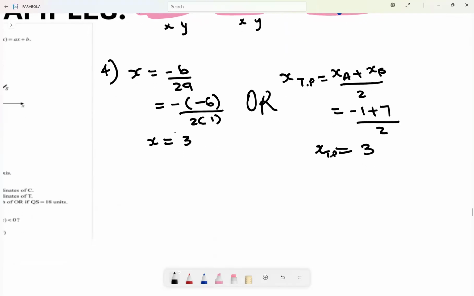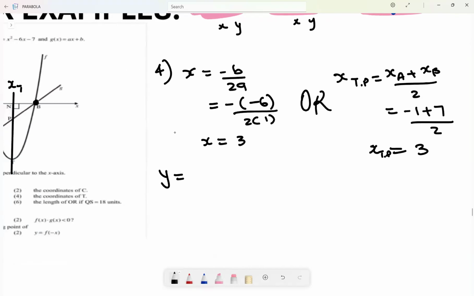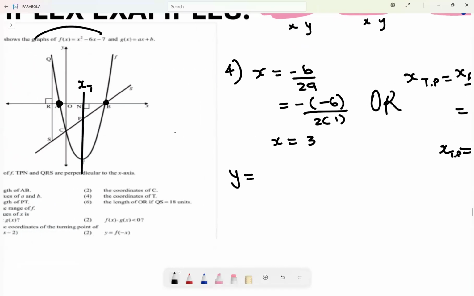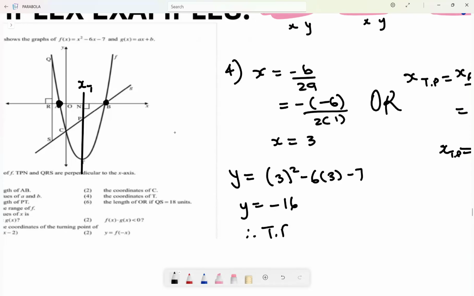But now what's important here is that you need to find y. You substitute x back into your original equation. Then it's going to be 3 squared minus 6 into 3 minus 7. Then I get 9 minus 18, which is negative 9, minus 7, which is negative 16. Therefore, the coordinates of the turning point, or the coordinates of t, are 3 and negative 16.